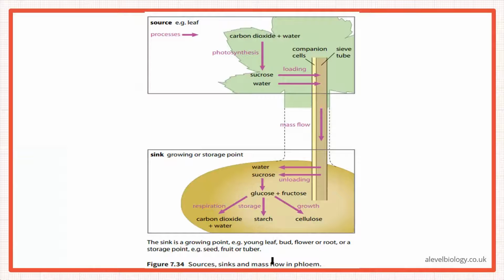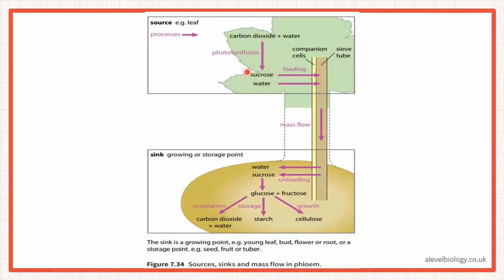So here you can have a look at the diagram as well. How is this phloem loading and unloading taking place? You can see these are the leaves where photosynthesis is taking place. So this is the source. Carbon dioxide plus water, you get sucrose and water.